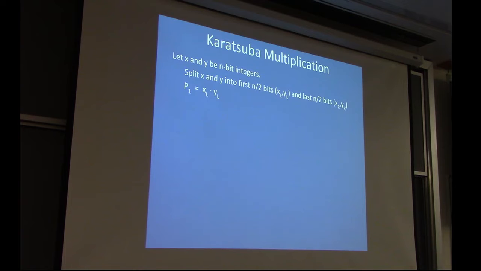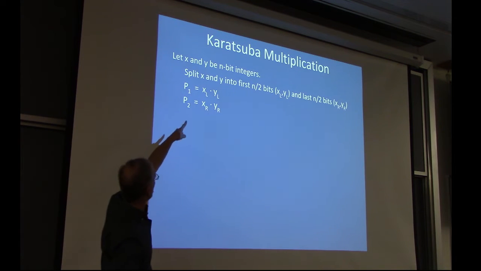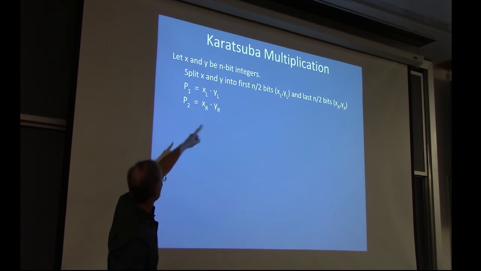So just like in the recursive multiplication algorithm, I'm going to compute xl times yl. And just like before, I'm going to compute xr times yr. Now, in the recursive multiplication algorithm, we did 2 more multiplications. What were they? 2 more recursive multiplications. Right, we cross multiply xl by yr and xr by yl.